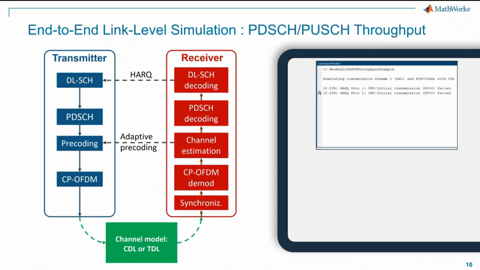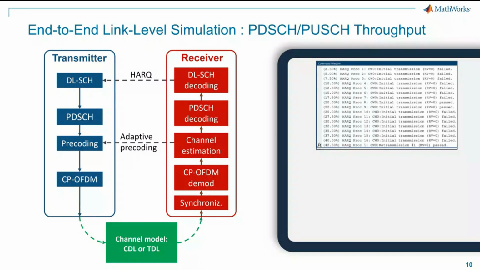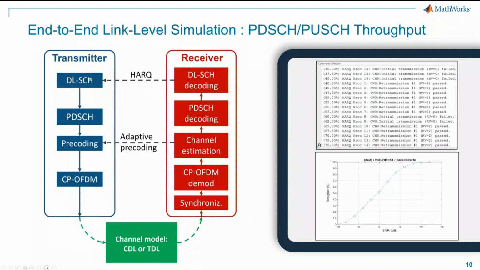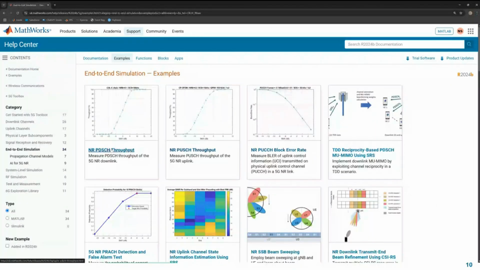When we put together the transmitter, which was the waveform generation components, and the channel model and the receiver, we put the channel model in the middle, we can get a link level simulation. The receiver simply undoes all the steps of the transmitter, and we can apply also a hybrid ARQ system to the entire example as well. So if we go to the end-to-end example, you can see that there is throughput simulation for both uplink and downlink, and also a block error rate.